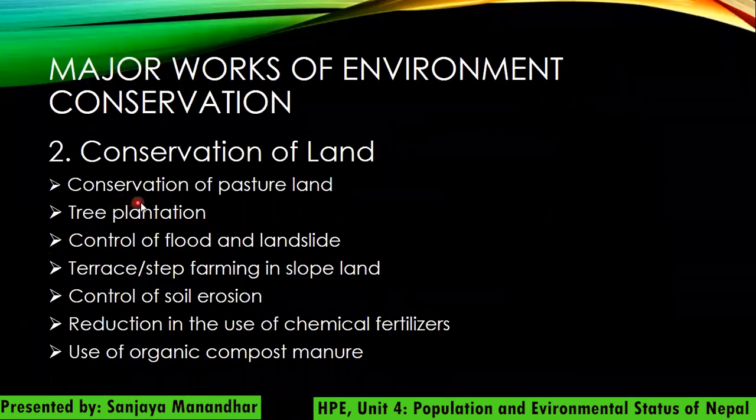Look here. Conservation of pasture land, we can conserve the pasture land, charan kshetra lai conserve garne. Tree plantation is there. Control of flood and landslide can be done. Terrace farming, or I already said step farming, can be done. Control of soil erosion, we can control soil erosion. Reduction in the use of chemical fertilizers, so using the chemical fertilizer less, use of organic compost manure more. These can be the ideas.